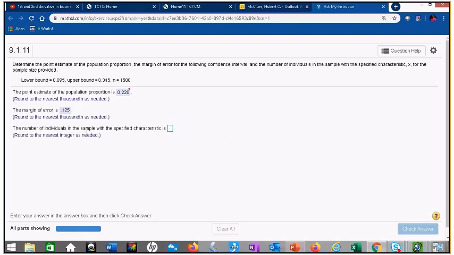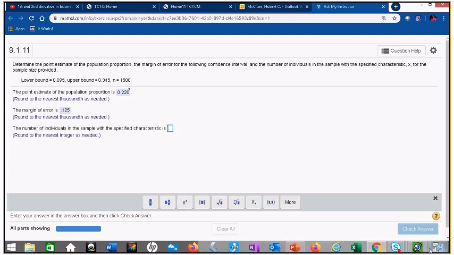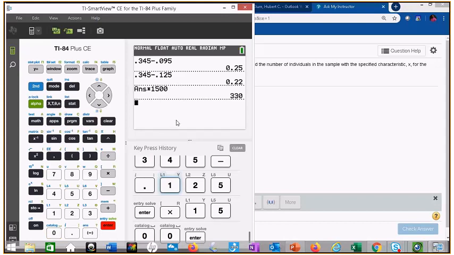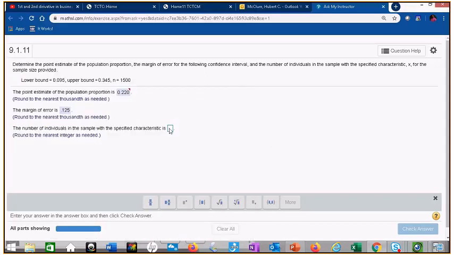The number of individuals in the sample with the specified characteristic is what? Well, there's 1,500, and p hat is 22.22, so I'd say 22% of 1,500, if that's what they're asking. I would assume that's what they're asking. So take your handy calculator, times 1,500 equals 330. That's what I got as well.